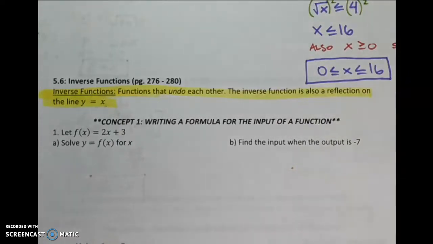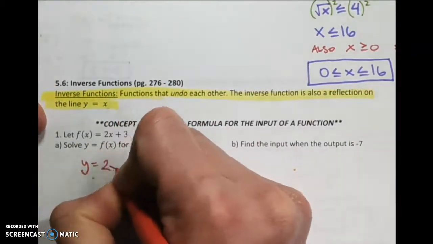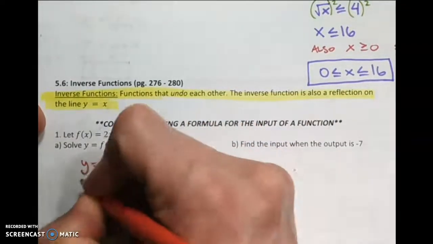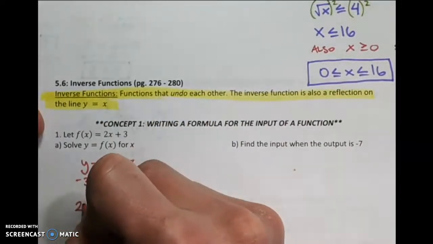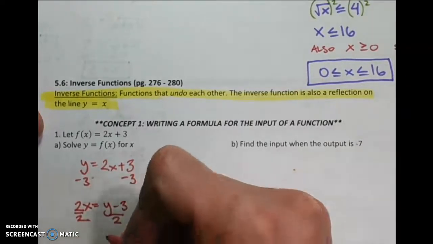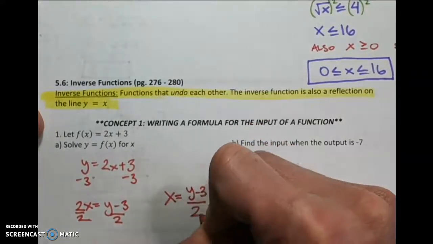Okay, so the first part of this is we're going to write a formula for the input of a function. So if we let f of x be 2x plus 3, and a here it says solve y equals f of x for x, all I'm going to do is basically replace f of x with y, equals 2x plus 3, and then I'm going to solve for x. So I'm going to subtract 3 from both sides. I get 2x equals y minus 3. Then I divide by 2 to both sides, and I get x equaling y minus 3 divided by 2.